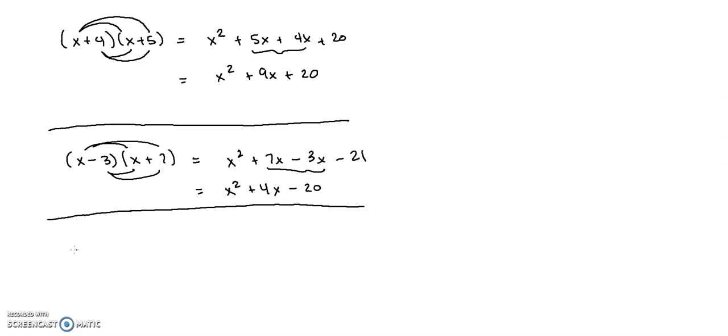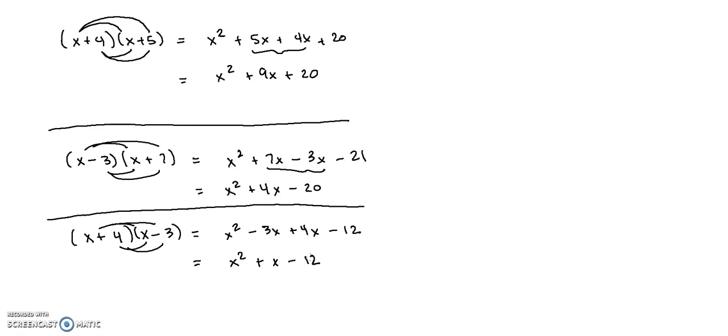Okay, let's try one with the other two. Let's say we have x plus 4, x minus 3. Okay, so first, outer, inner, last. We're going to get x squared minus 3x plus 4x minus 12. So that's going to give us x squared, and then the minus 3 and plus 4 is going to give us plus 1x, or just plus x, minus 12. Okay, so we've done plus plus, minus plus, plus minus.